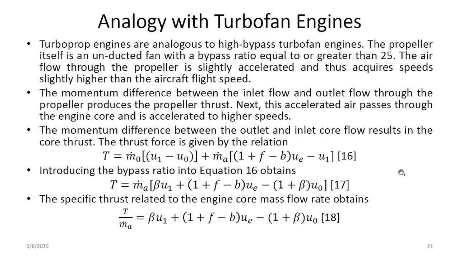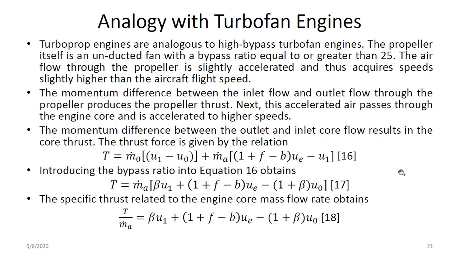Analogy with the turbofan engine. So what they mean here is the similarities between a turboprop and a turbofan engine. A turboprop engine is analogous to a high bypass turbofan engine. The propeller itself is a ducted fan with a bypass ratio equal to or greater than 25. I feel this part you can just read on your own. Then the momentum difference between the outlet and inlet core flow results in a core thrust. The core thrust is given by this formula, 16.